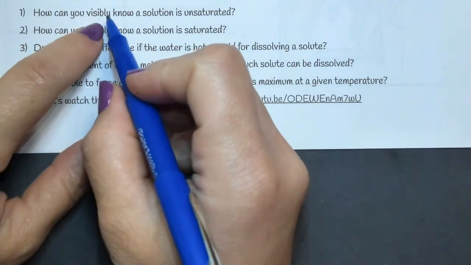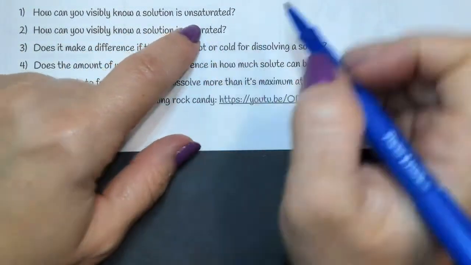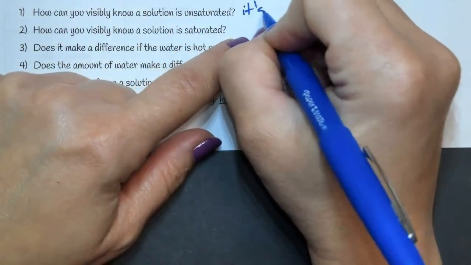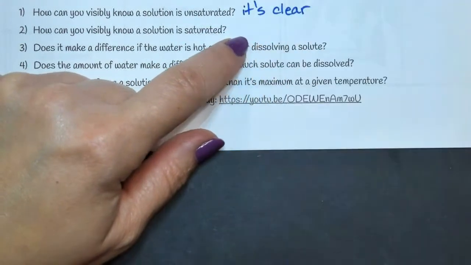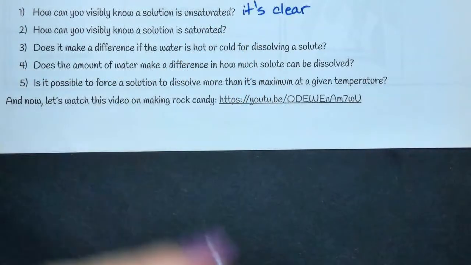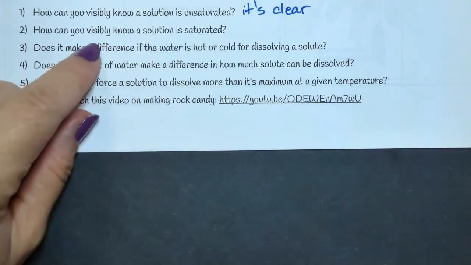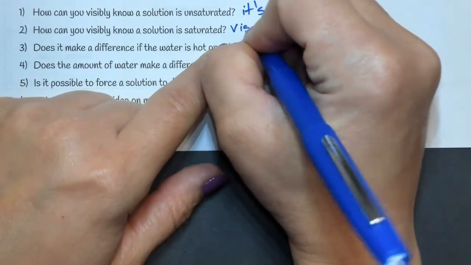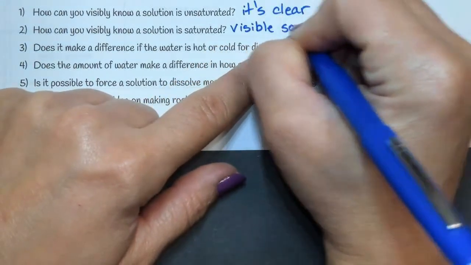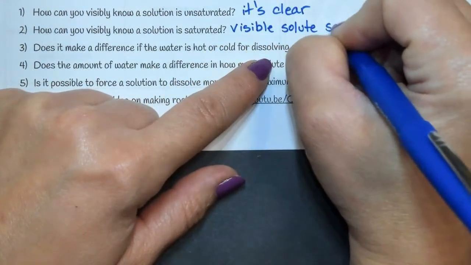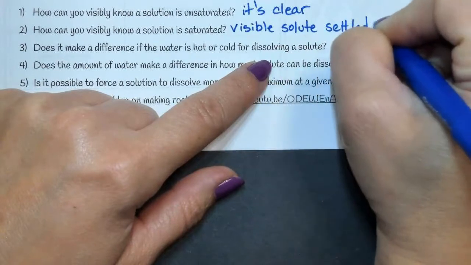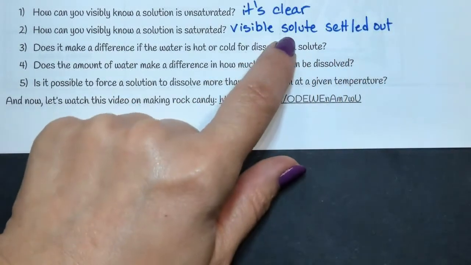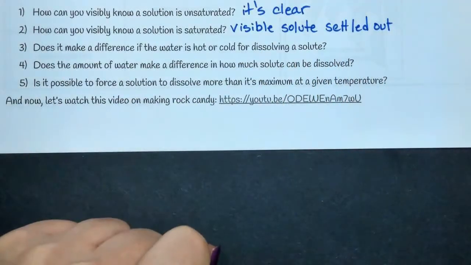Now let's answer the questions. How can you visibly know a solution is unsaturated? It's clear, which kind of gives you an idea that more can be dissolved, right? How can you visibly know it's saturated? There's visible solute settled out. So you can see visibly some solute sitting at the bottom of the container.